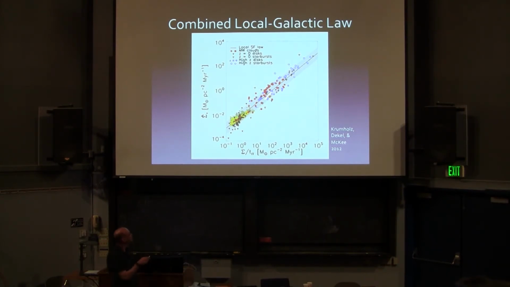The contours here are the local galaxy observations pixel by pixel. You can do this pixel by pixel, and what you see is that they all fall along this common line of epsilon FF of 1%. So you can build a global star formation law out of a local one.